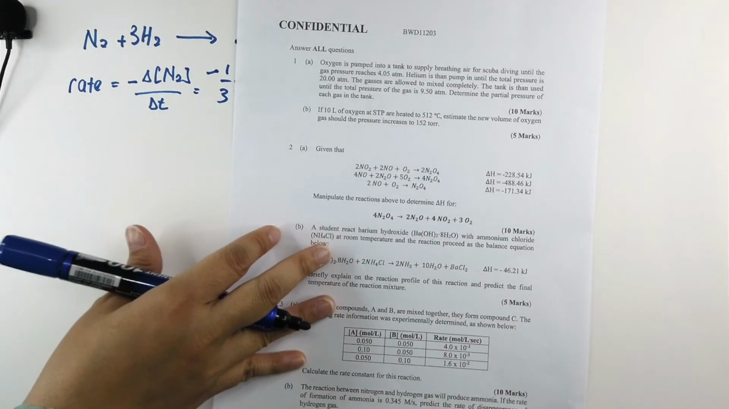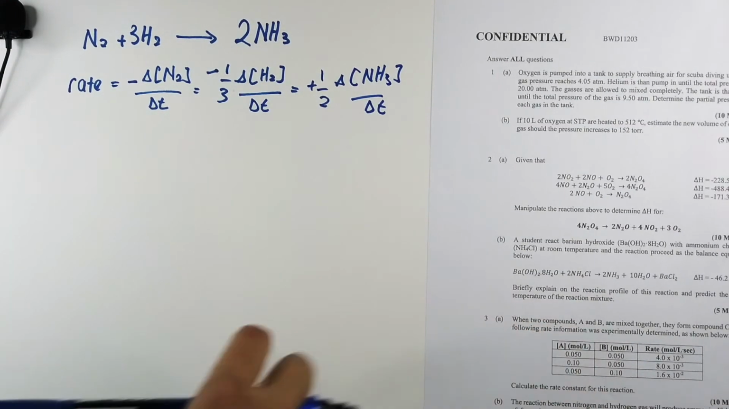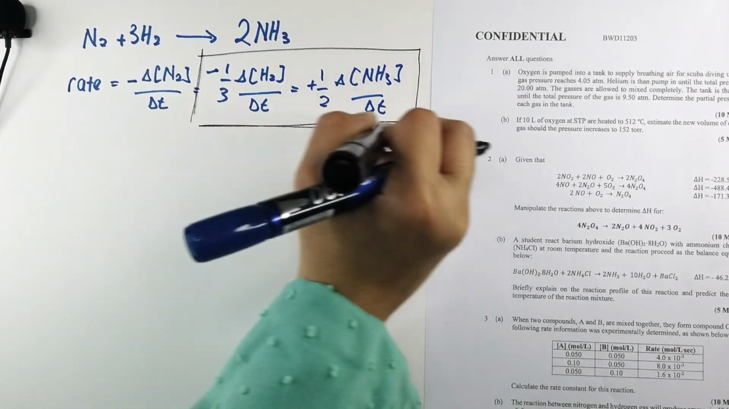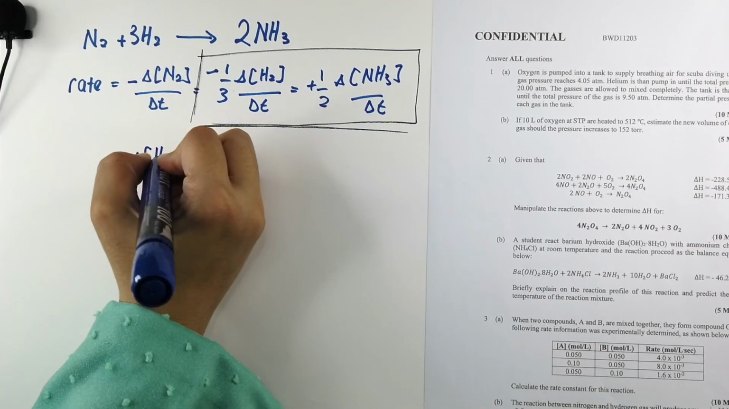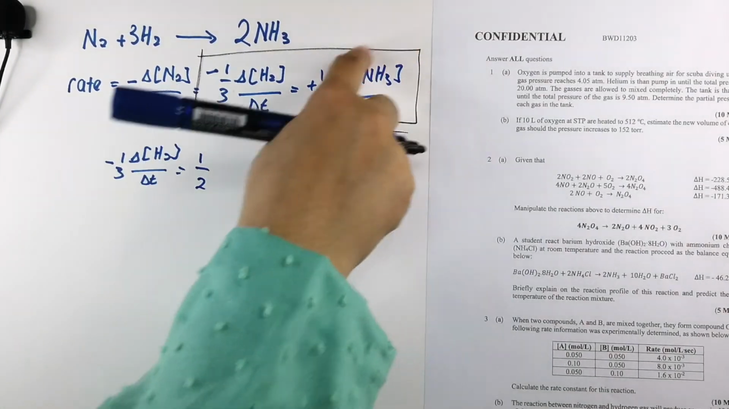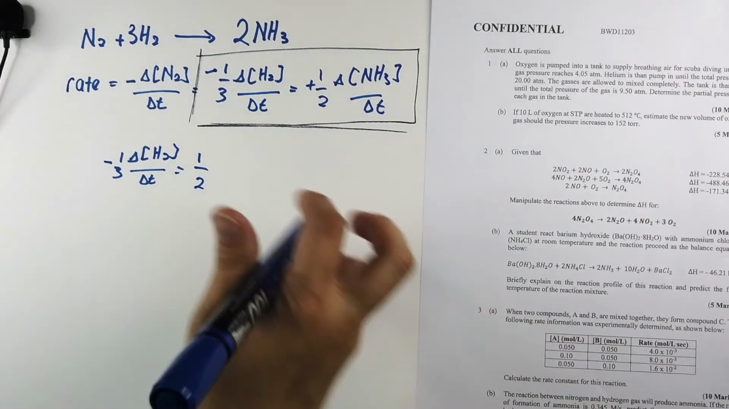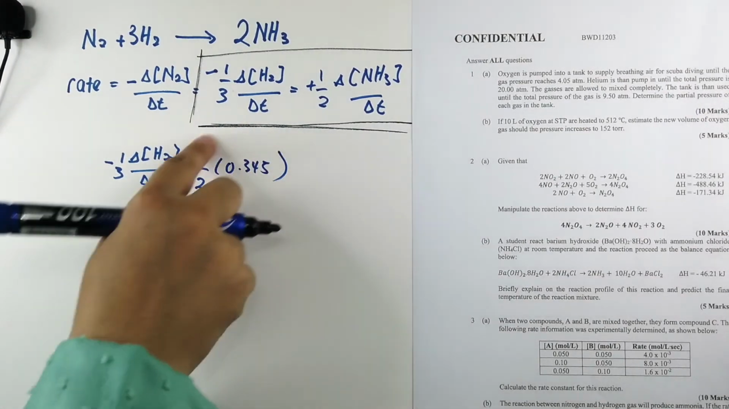Alright, if you check again at the question, you were asked to calculate the rate of disappearance of hydrogen gas when the rate of formation of ammonia is such. So what you want to look at is only the second part of the equation. You're just going to focus on this part. So we can write again 1 over 3 delta H2 over delta T is actually equivalent to 1 over 2, where you know delta NH3 over delta T is equivalent to 0.345.